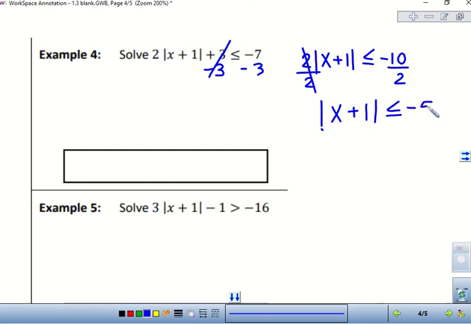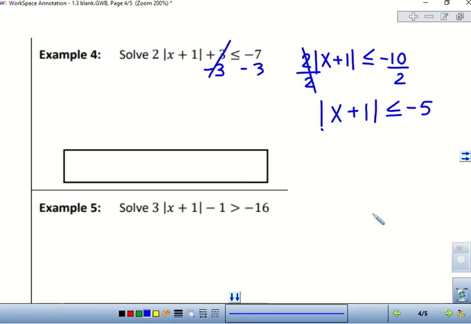Negative 5. Now, somebody in my other class asked me this, so I just wanted to mention it. The reason I didn't flip the inequality is because I didn't divide by a negative number. If you divide into a negative number, that's not the same as dividing by a negative. You only have to flip it if you divide by a negative. Does everybody understand the difference between those two situations?